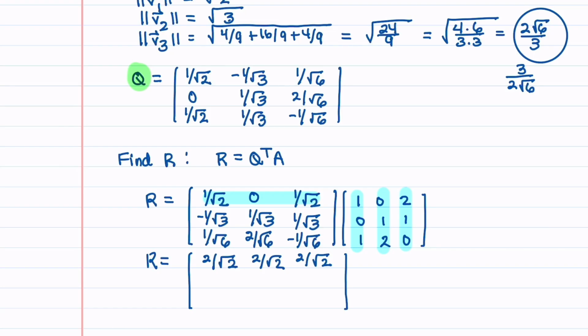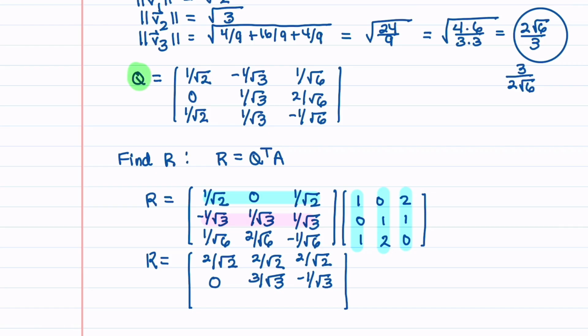Now let's work on our second row. We're going to multiply that by our first column, and we're going to pick up a 0. And then for the next one, we're going to get a 0, and then a 1 over root 3, and then a 2 over root 3. So that's going to be 3 over root 3. And then lastly, we're going to have a minus 2 over root 3 plus a 1 over root 3, which gives us a minus 1 over root 3.